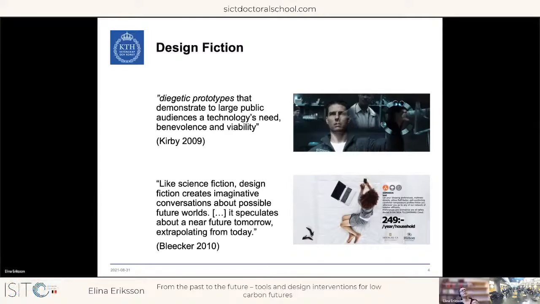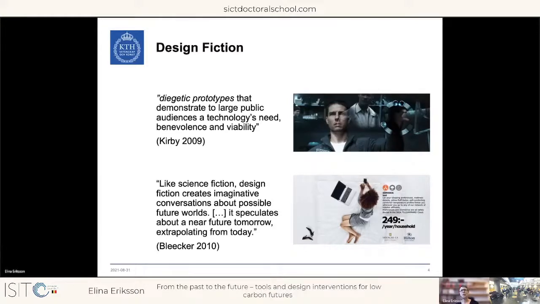So the quote here on top is: diegetic prototypes that demonstrate to large public audiences a technology's need, benevolence, and viability. And what I like about Minority Report when you look at that movie is not only that he's showing this kind of future technology, but he's also showing the breakdown of it. So if you look at the movie, you're going to see that someone enters the room and is supposed to say hello, and he waves out with his hand, and the whole interface that he's looking at is just collapsing because that was some kind of hand gesture that closed everything down.